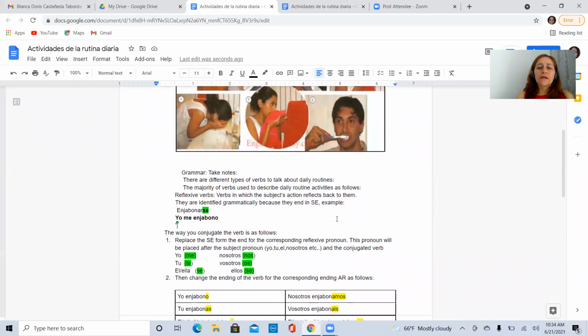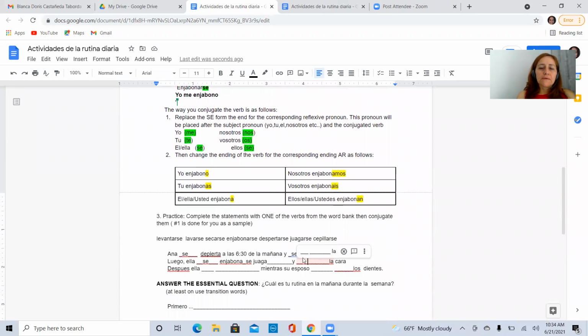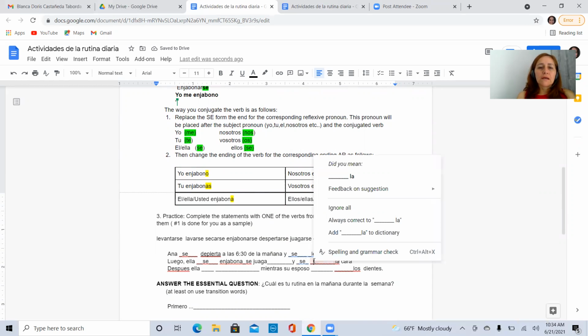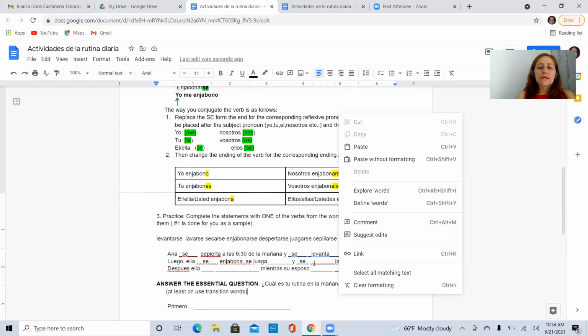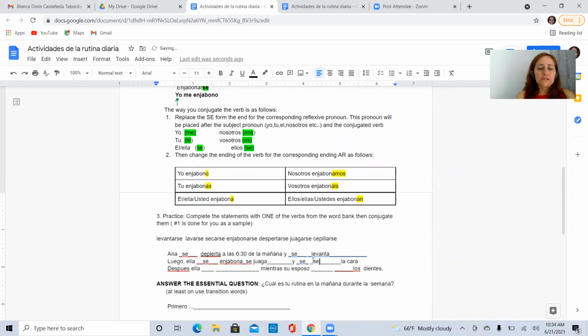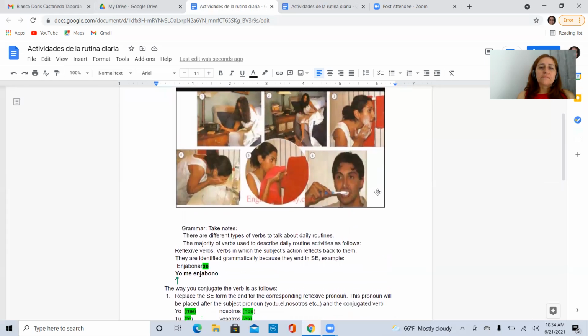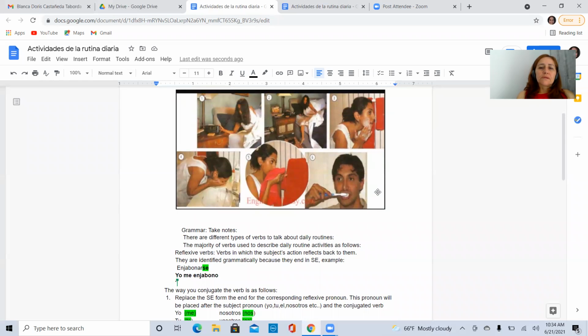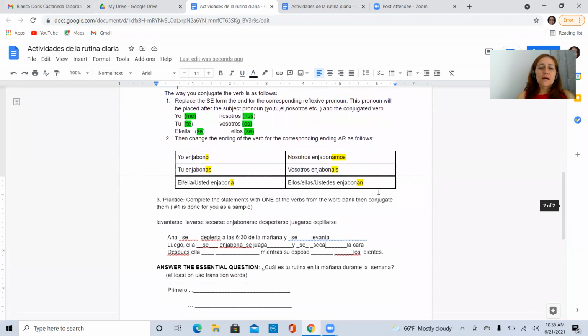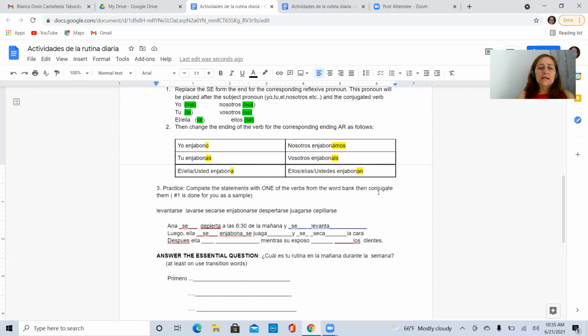She dries her face, right? Ella se, reflexive pronoun se, and how do you say to dry off? Secarse. So ella se secar, drop the AR, and then put the A to match with the él, ella form. Se seca la cara. Let's skip one here. Se enjabona, se enjuaga, se seca la cara.